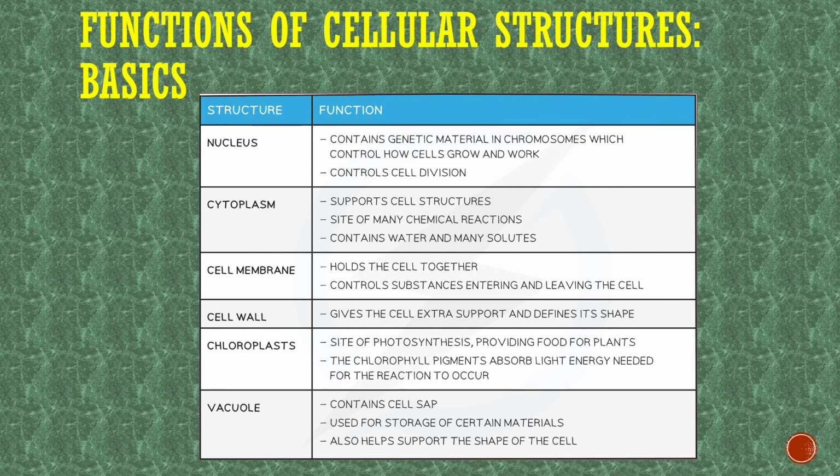Chloroplast, sites of photosynthesis, providing food for plants. The chlorophyll pigments absorb light energy needed for the reaction to occur. And lastly, vacuole contains cell sap, used for storage of certain materials and also helps support the shape of the cell.